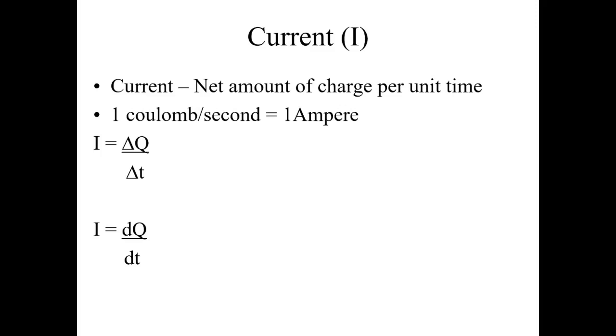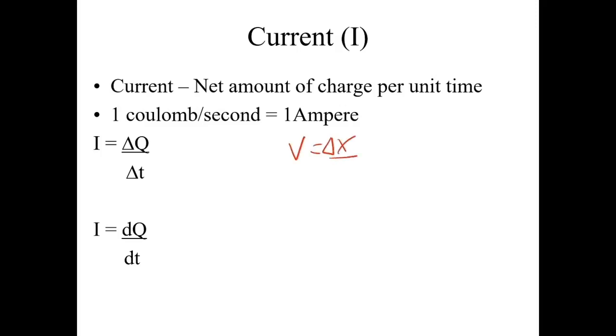And what's a day without math? It's like a day without the sun. So current is the net amount of charge per time. And the unit for current is the ampere. It's 1 coulomb per second.